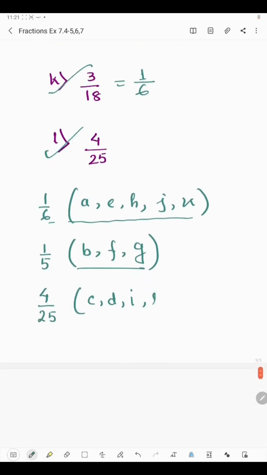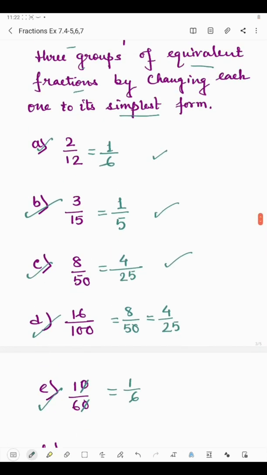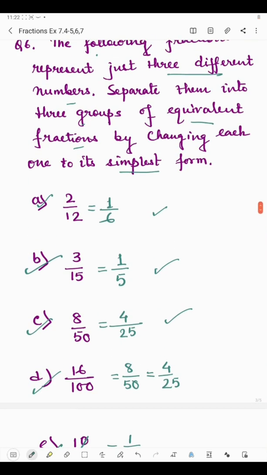Okay. So this is a group of 4 by 25. These all are equal. These all are equivalent. Here we have got 4 by 25. Here we have got 1 by 5. And here we have got 1 by 6. So this way we will have to do number 6. Okay, we will have to just convert this into simplest form, and then we will have to make a group of equivalent fractions. Okay, now coming to next question.